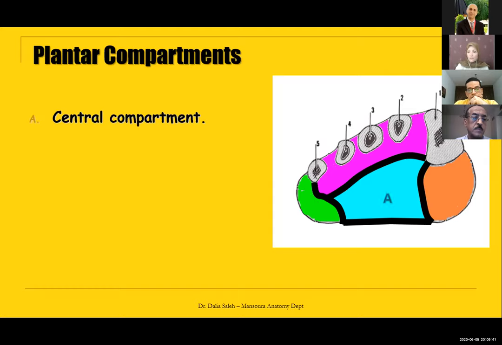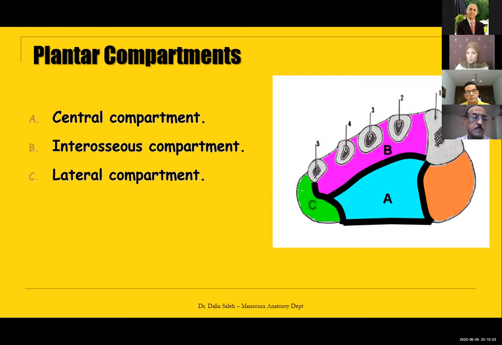We have the central compartment, which contains the centrally located muscles of the sole of the foot, like the flexor digitorum brevis, the quadratus plantae, and adductor hallucis. Also, the main vessels and nerves of the sole lie in this central compartment. We also have the interosseous compartment, which contains the dorsal and the plantar interossei. The lateral compartment contains the short muscles of the little toe, and a medial compartment for the short muscles of the big toe.